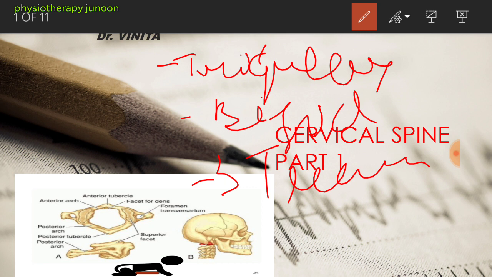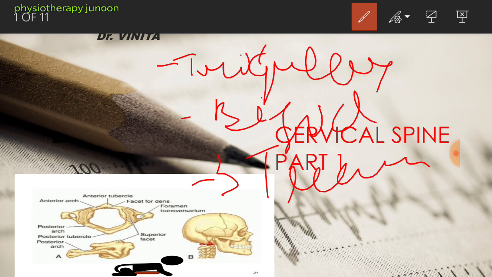Atlas and axis. What are the atlas and axis? C1 and C2. The atlas and axis have additional features that mark them apart from other cervical vertebrae. How are they different from the other cervical vertebrae? First we discuss the atlas.